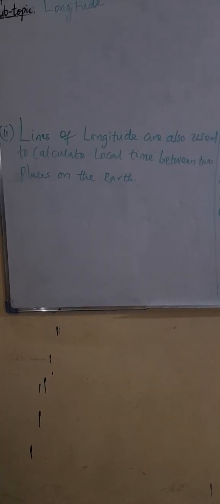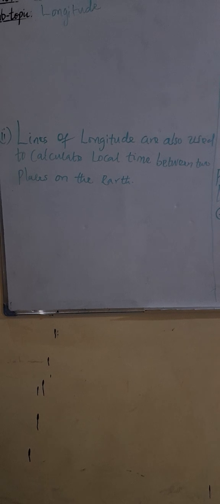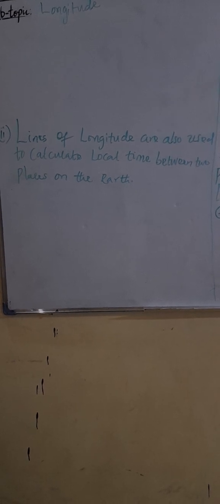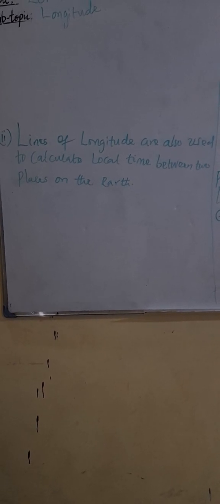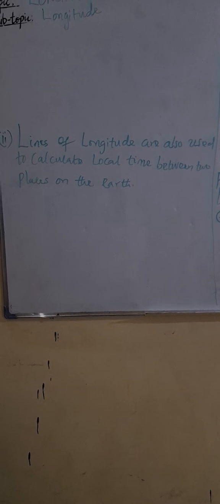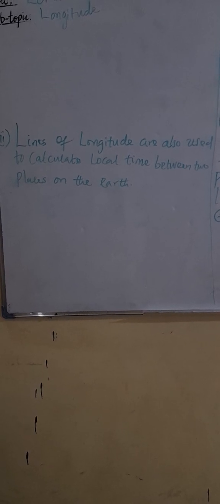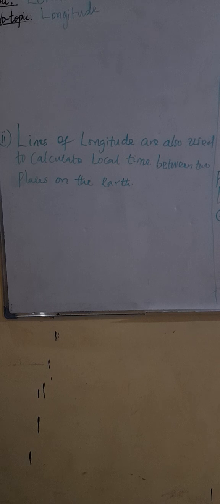Lines of longitude are also used to calculate local time between two places on the earth. So the local time between places is calculated by lines of longitude. With this, you should be able to understand the uses of lines of longitude.